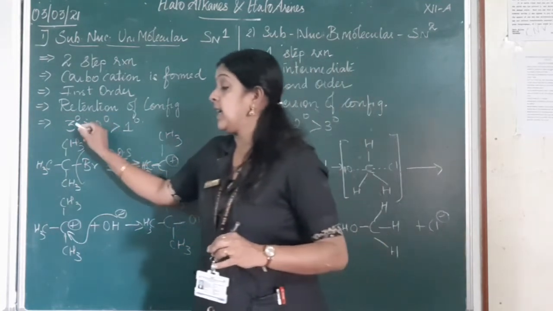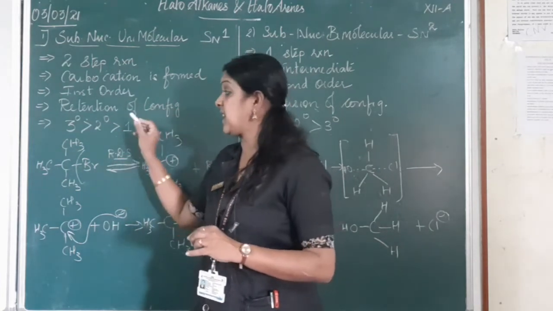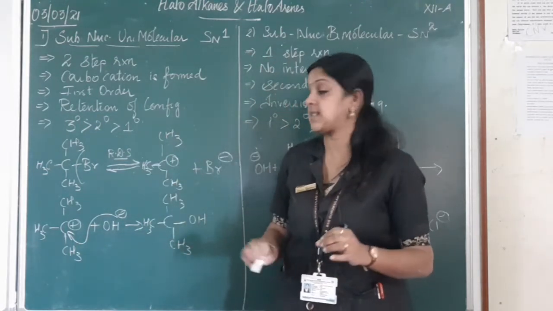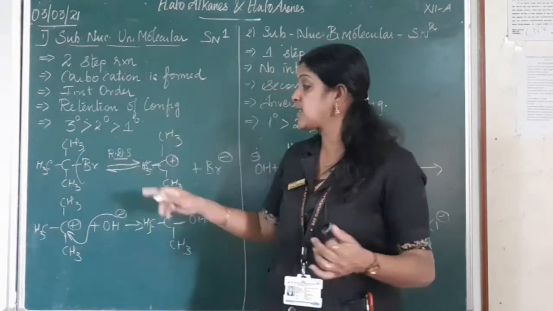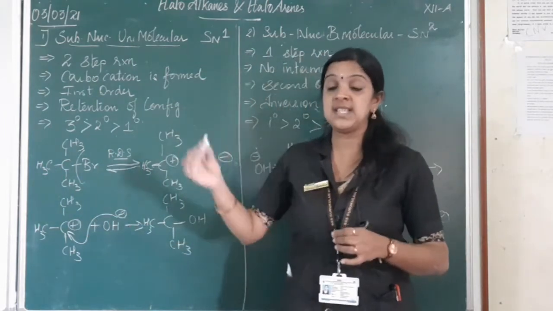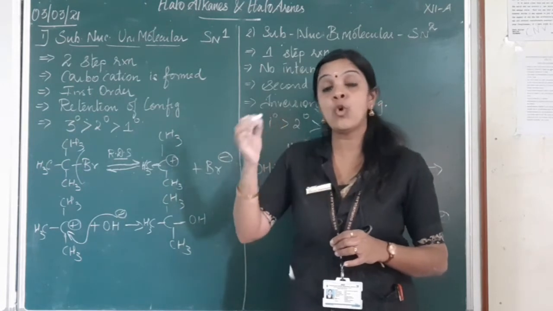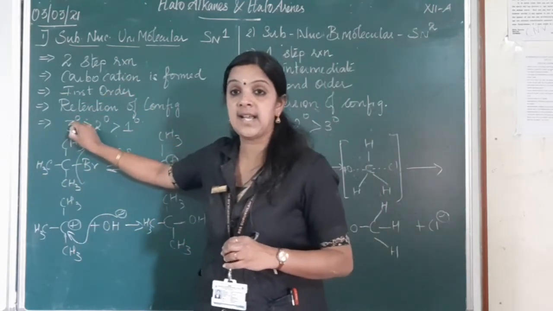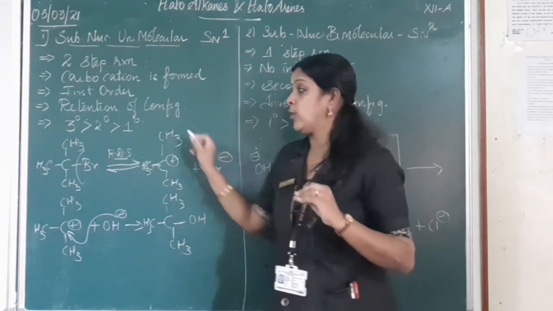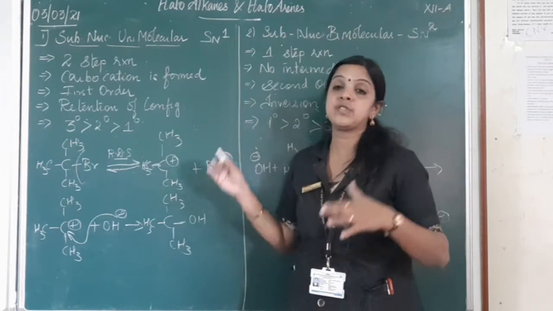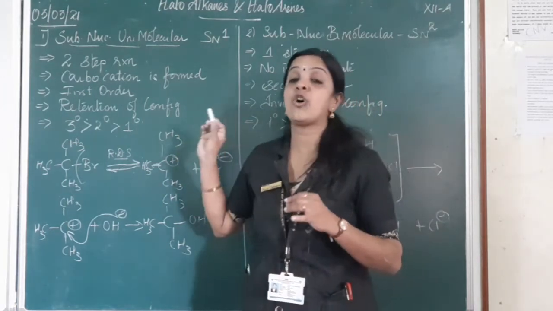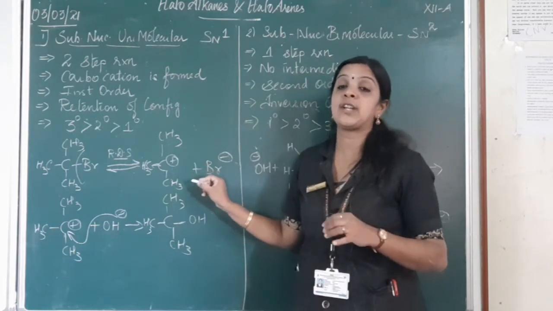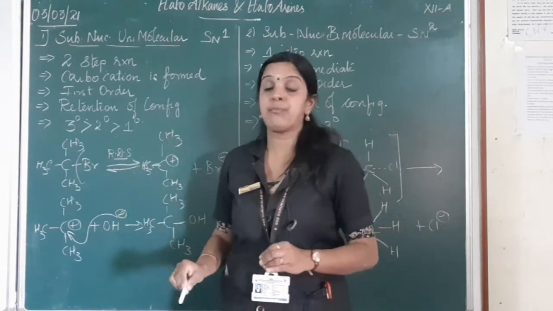Why do we say unimolecular substitution reactions are easily favored by tertiary alkyl halides and not by primary? Because we have learnt in our previous class that the stability of the cation increases as the number of alkyl groups increases. So tertiary carbocation is more stable than secondary, which is more stable than primary. When I take a tertiary alkyl halide, you get a stable tertiary carbocation. Secondary is less stable, and primary, of course, very poor. This question comes often in the exam: why is SN1 favorable for tertiary? The reason is very simple, children. The intermediate carbocation is more stable with tertiary than secondary and primary.